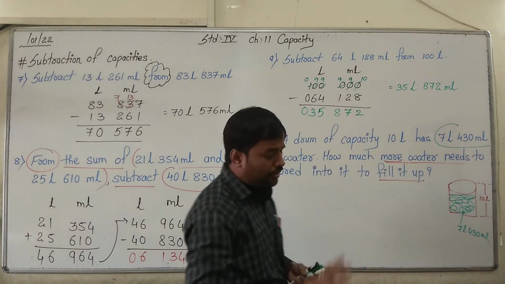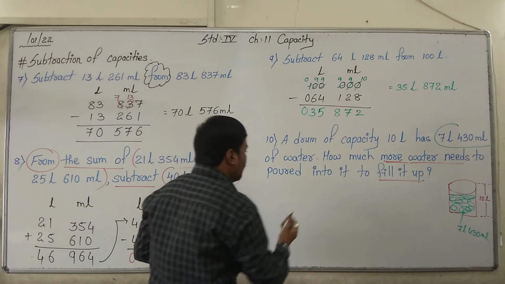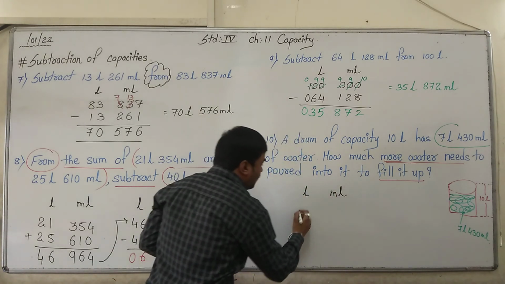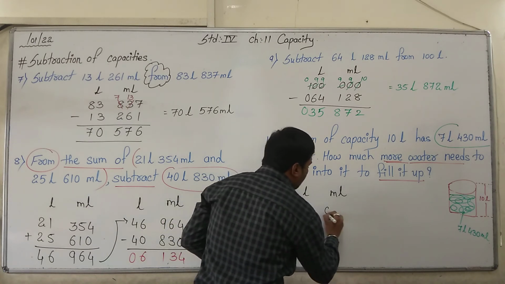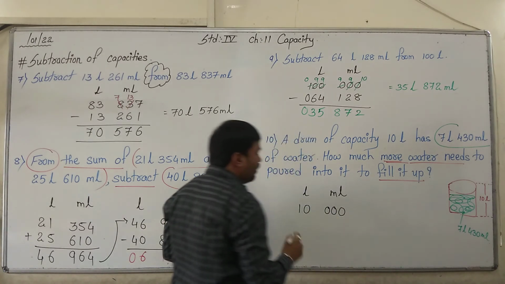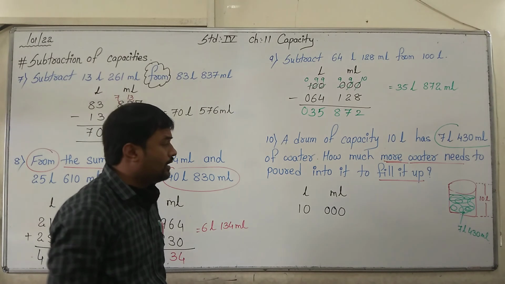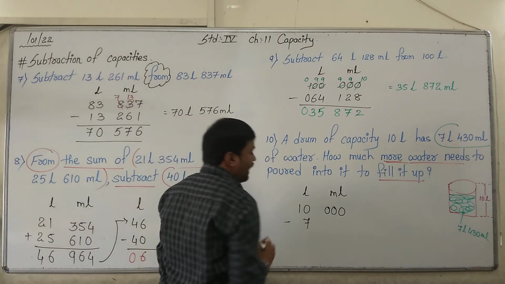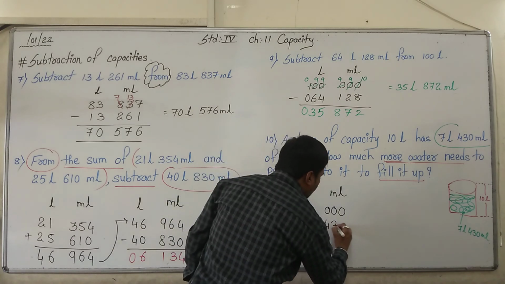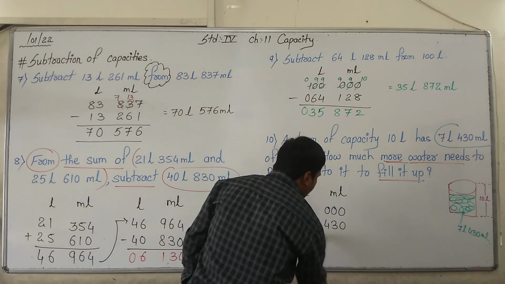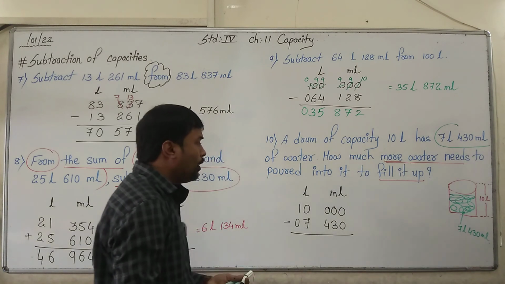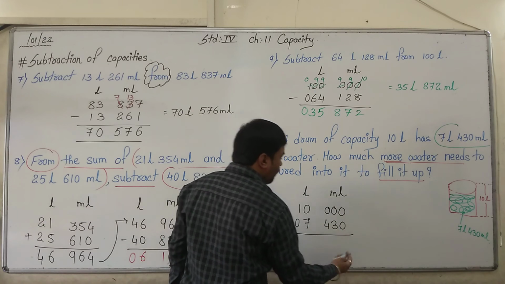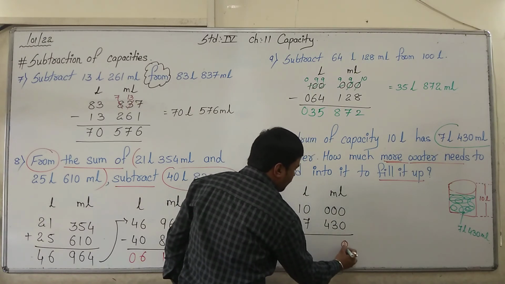For that we are going to subtract. So again liter and milliliter. How many liters? 10 liter 000 milliliter. That is the capacity of the drum. Inside it there is 7 liter 430 ml of water. So how much is required? How much is needed? 0 minus 0, 0.